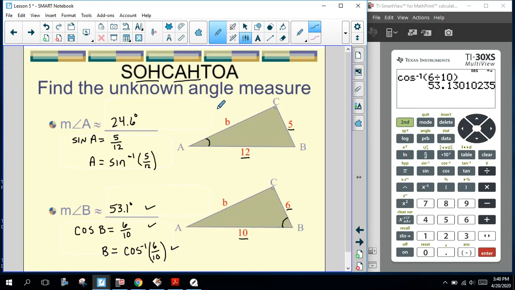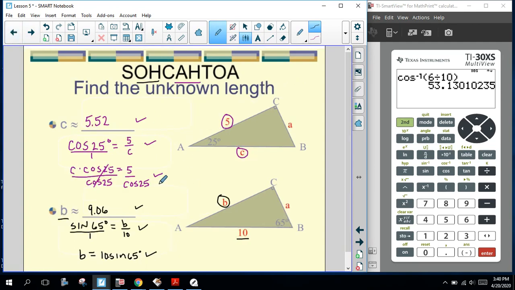Much like we talked about the other day, guys, if you're finding an angle measure, whether you're using sine, cosine, or tangent, as you solve it, you will be using the sine, cosine, or tangent inverse on your calculator. If you're finding a side length, I guarantee you every time to find a side length, you will be using either sine, cosine, or tangent, not the inverse.